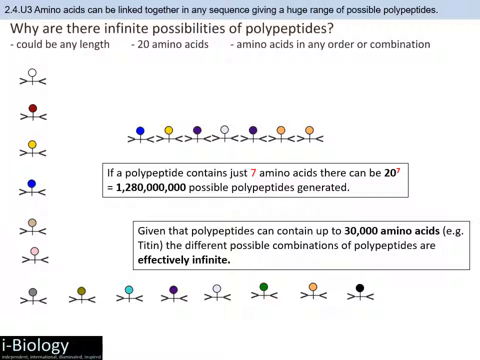It's just an infinite number, really, in some ways. So all this variation is where we get all the different types of polypeptides, and all those different proteins are able to keep us alive and do all these different specific functions.